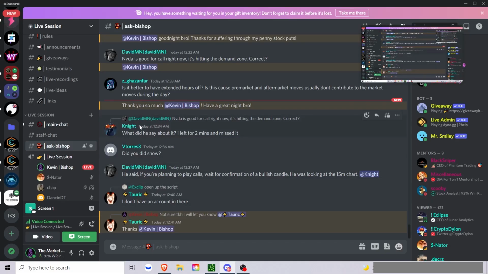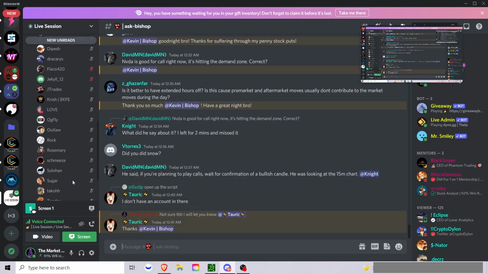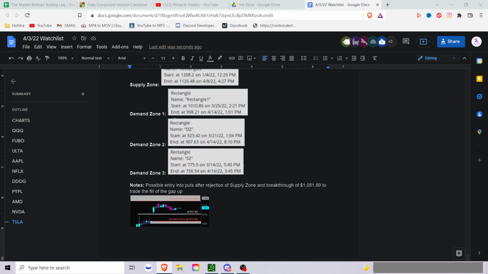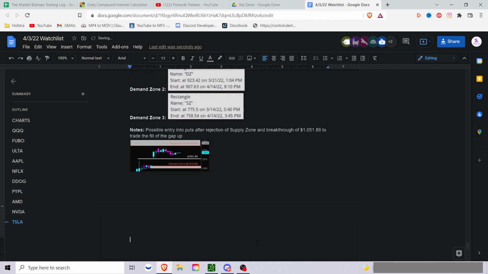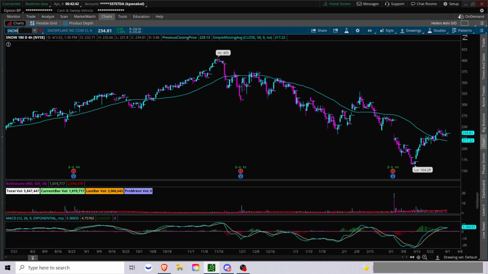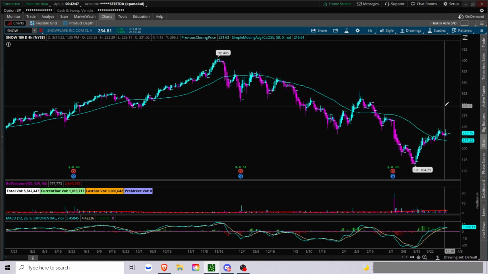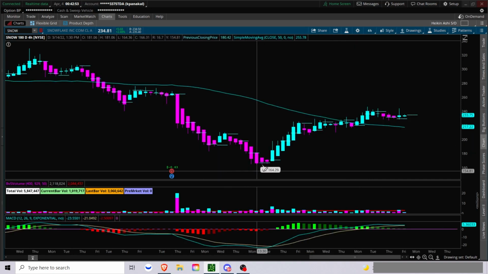Sweet, okay. I guess I could do SNOW, since there are no other tickers you guys are requesting. Alright, so SNOW will be the last one, and then it will be done for now. Let's see. SNOW. It's a nice neat little chart.